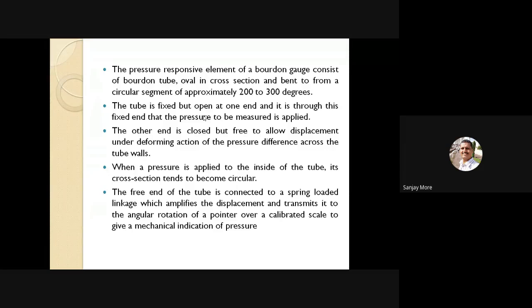The other end is closed but free to allow displacement under the deforming action of the pressure difference across the tube walls. Full stop.